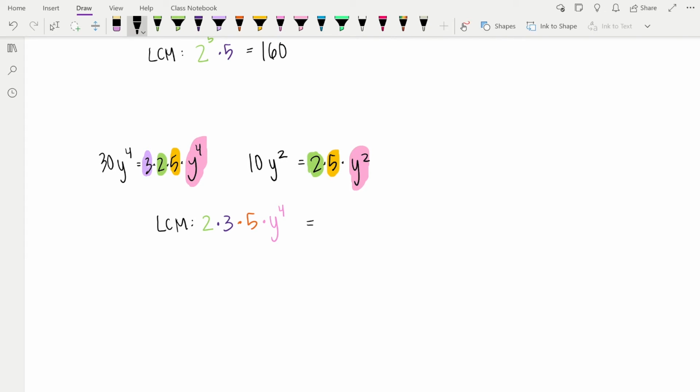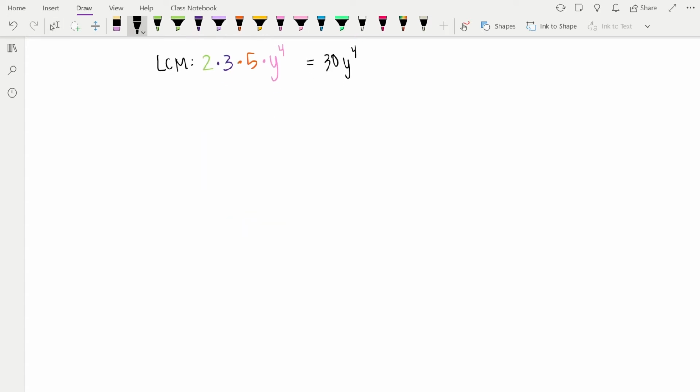So now my least common multiple is 30y to the 4th. And you might say, but this is 30y to the 4th, which is true. I just need to multiply this guy by the 3 that's missing and 2 of the y's that are missing to arrive at the least common multiple.